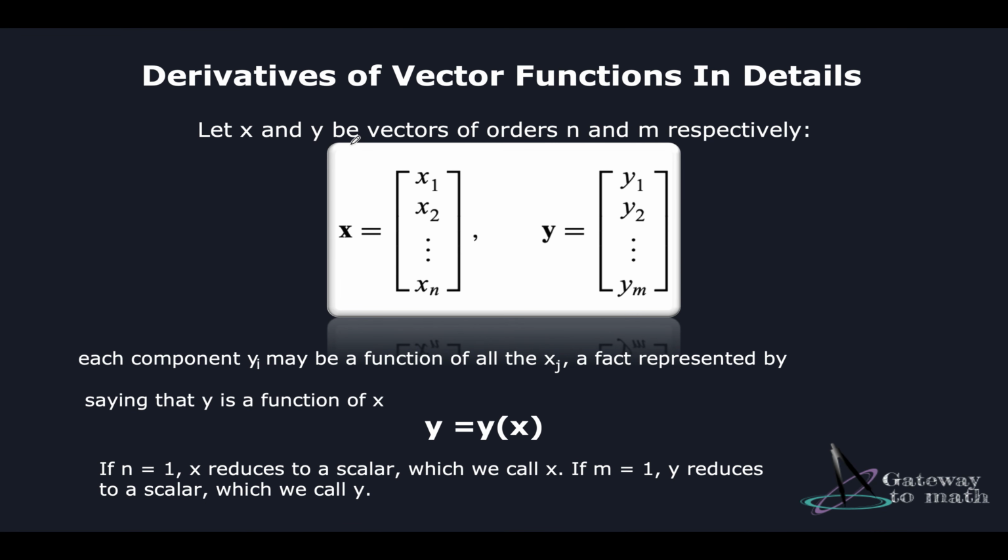Let us consider two vectors x and y. Vector x is given by x1, x2 until xn. Vector y is given by y1, y2 until ym. Let us suppose each component yi is a function of xj. This means y is a function of x, and mathematically we can represent this as y equals y of x. If n equals 1, x reduces to a scalar which we call x, and if m equals 1, y reduces to a scalar which we call y.